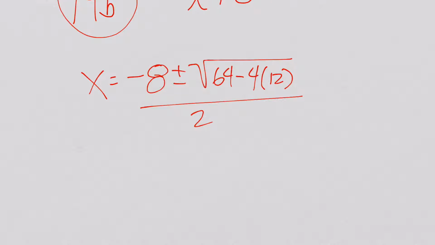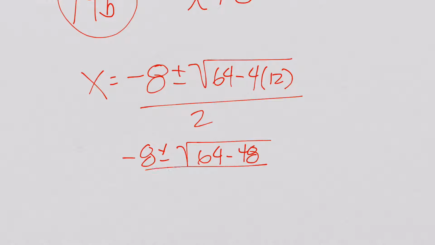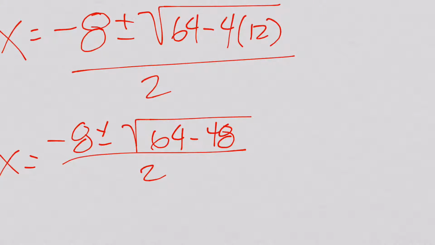Alright, let's simplify some stuff. 4 times 12 is... 12 times 2 is 24, 24 times 2 is 48. So we get negative 8 plus or minus the square root of 64 minus 48, all over 2, will be the two solutions. So let's simplify this.